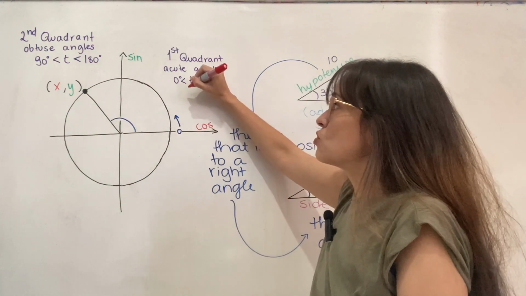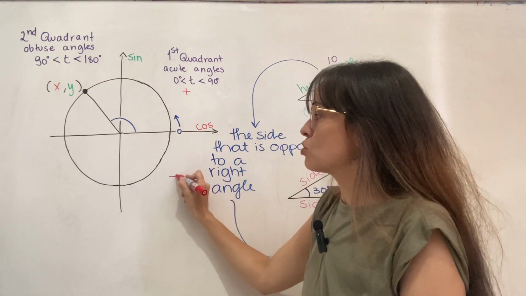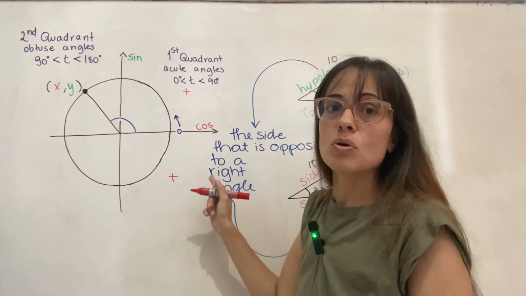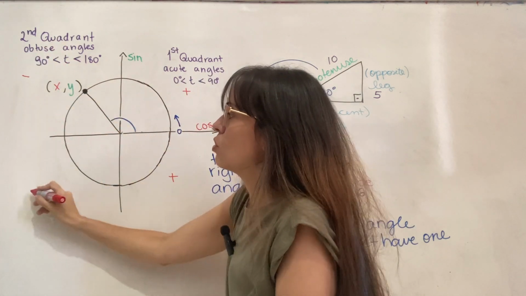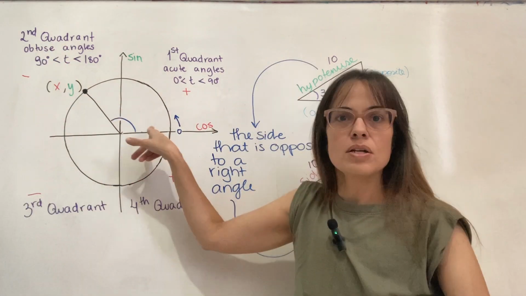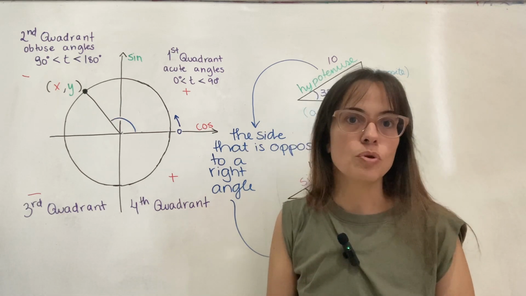So in this quadrant, the cosine is positive, and in this quadrant also the cosine is positive, but on that quadrant over there, the cosine is negative, and on this one here as well. So this angle here is an obtuse angle, like for example, it's 130 degrees, I don't know.